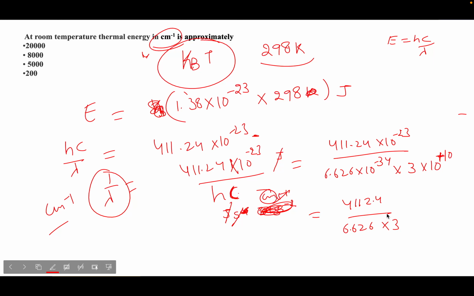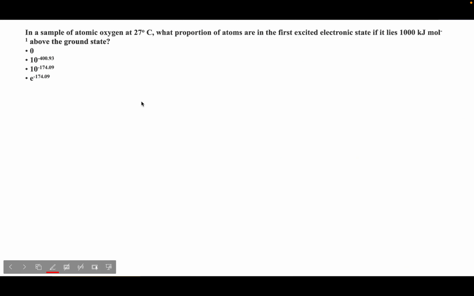So let's solve this. This is 206.88 per centimeter. So this is very close to this one, so this is the answer. Next question, I think one more remaining. Okay, last two questions now.